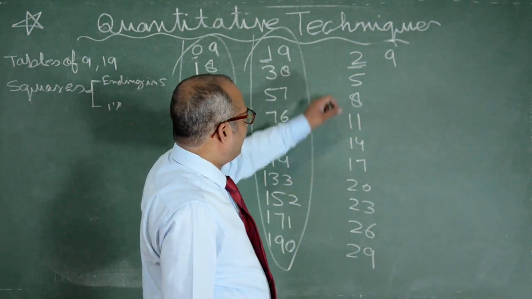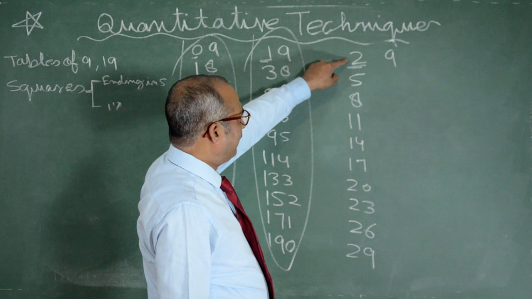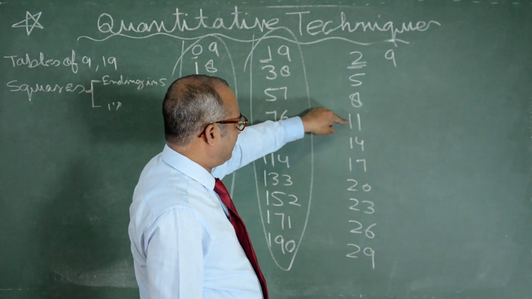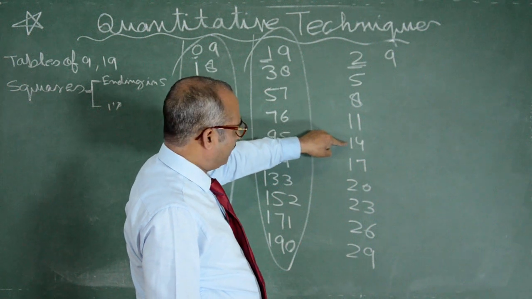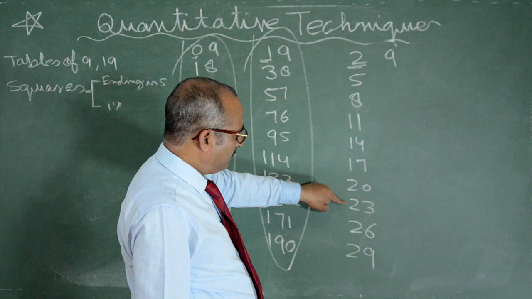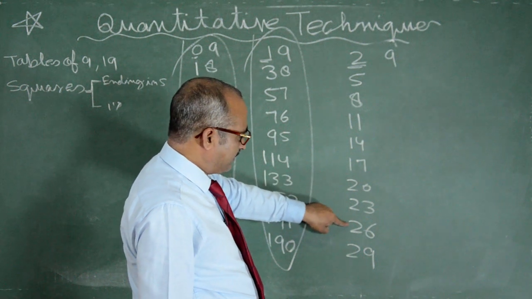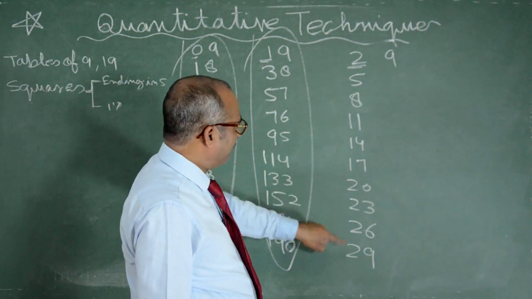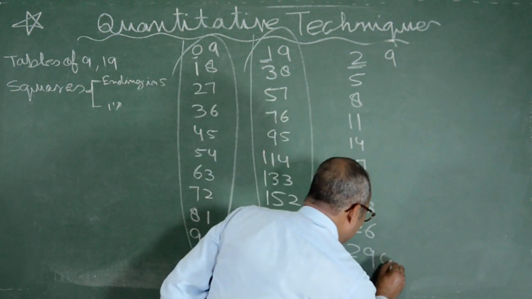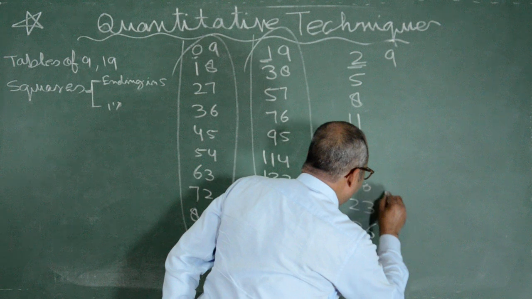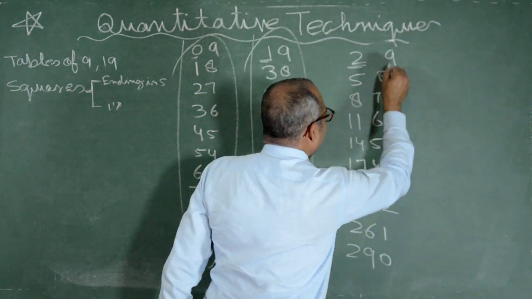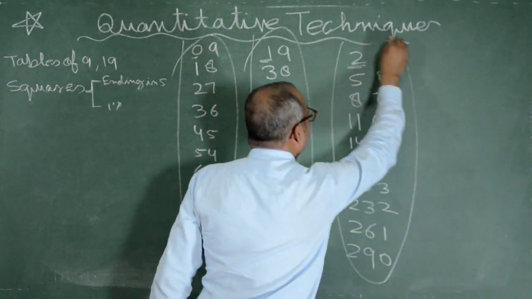What I have done? I have started writing from 2 and adding 3, 3. Now from bottom to top I will write 0, 1, 2, 3, 4, 5, 6, 7, 8 and 9. Now this is a table of 29.